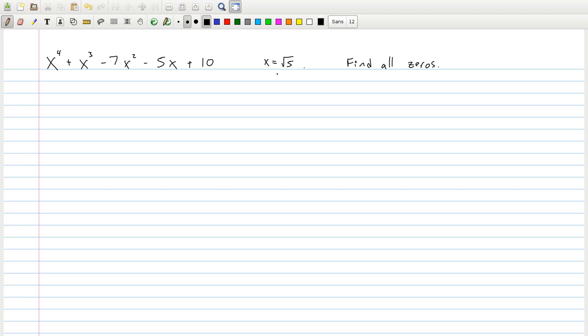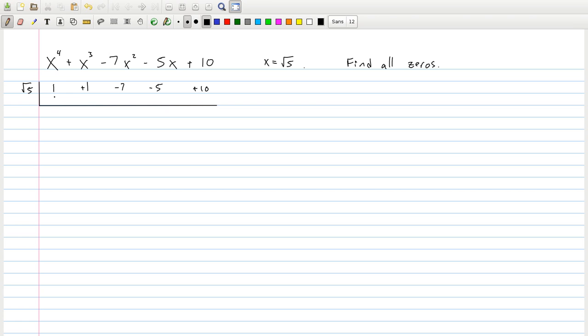Show that x equals radical 5 is a 0 to this polynomial and use that result to find all zeros. So we'll start out using synthetic division, and we'll take the x value that we know, which is x equals square root of 5, and we'll use this in the synthetic division process. So in the top row, we'll put the coefficients of our polynomial, 1x to the fourth, plus 1x cubed, minus 7x squared, minus 5x, plus 10, and put our division bar underneath.